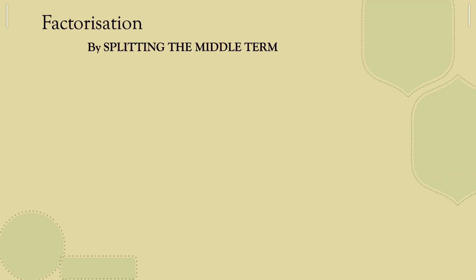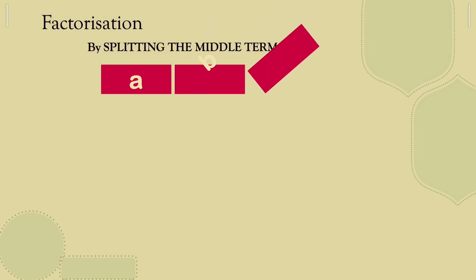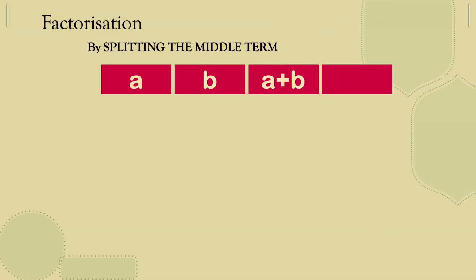So, the factorization by splitting the middle term. Before this method, you need to have this exercise. Suppose you are given two numbers A and B. You have to find A plus B, that is the sum, and you have to find A into B, that is the product.